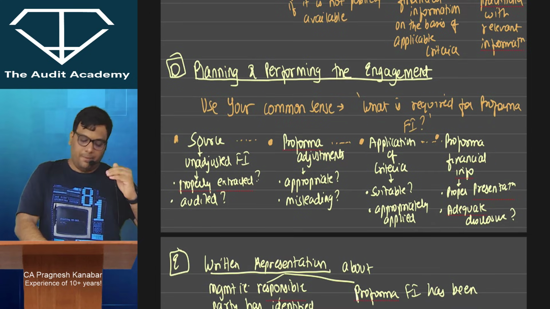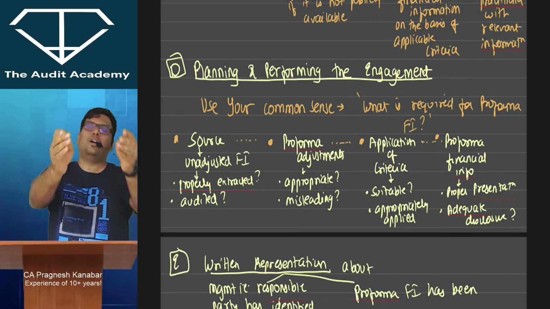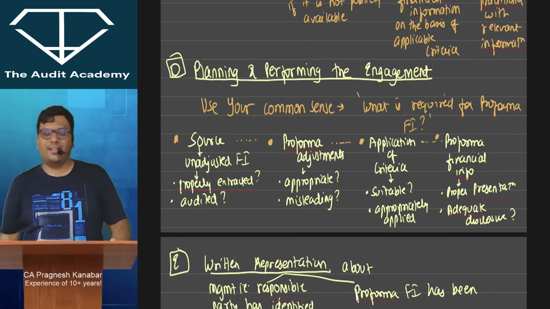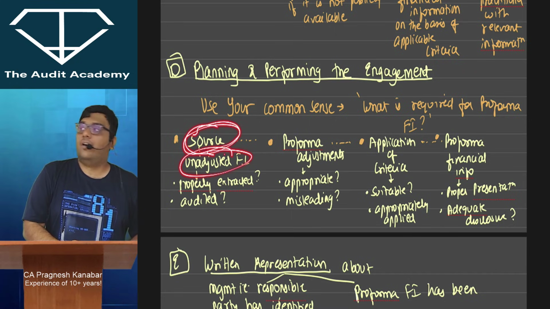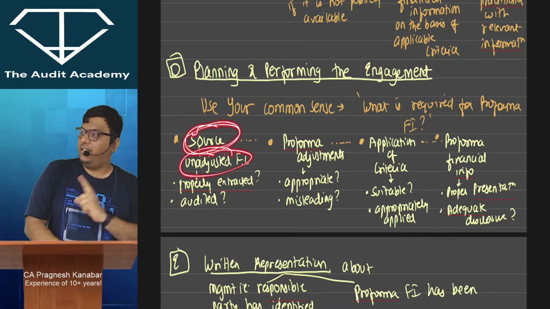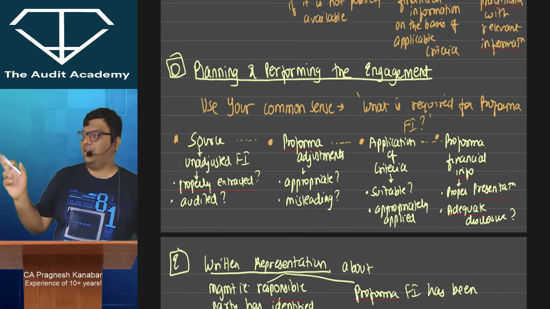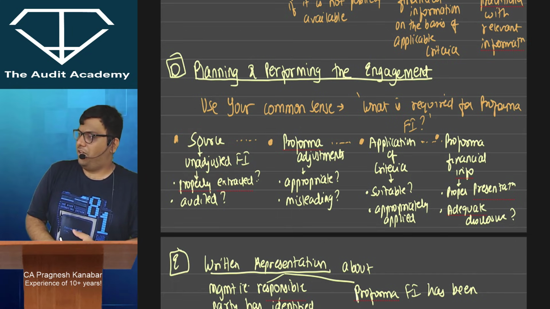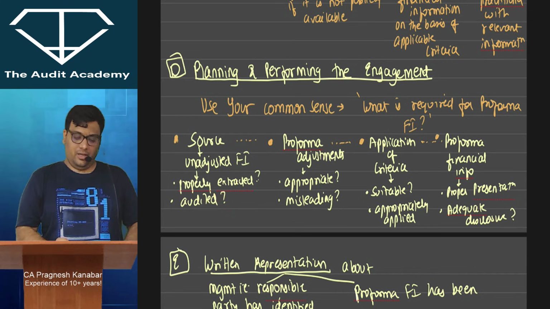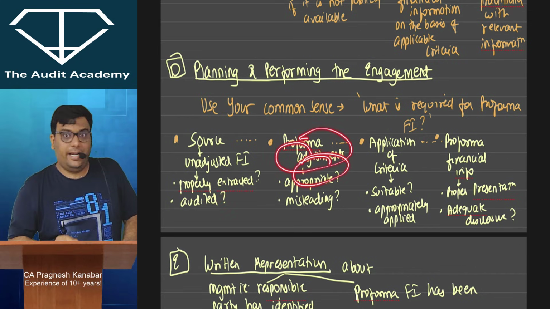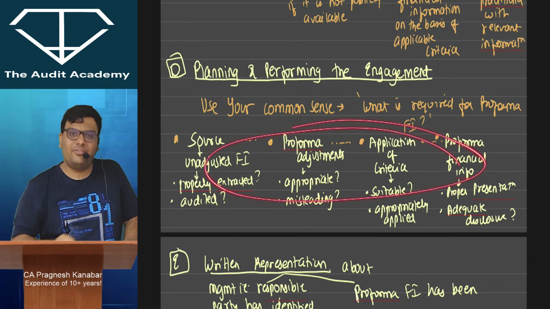Okay. Planning and performing the engagement. Come on, man. I've written over here, so use your common sense. अभी चार ही तो चीज है. Unadjusted financial information. What is the source? Are you extracting unadjusted financial information, that raw financial statements properly? Are your 23-24 financial statements audited, na? Alright. So we are going to check these things. Pro forma adjustments. Is it appropriate? Hey, it should not be misleading. Huh? For this, I am going to obtain sufficient and appropriate evidence.